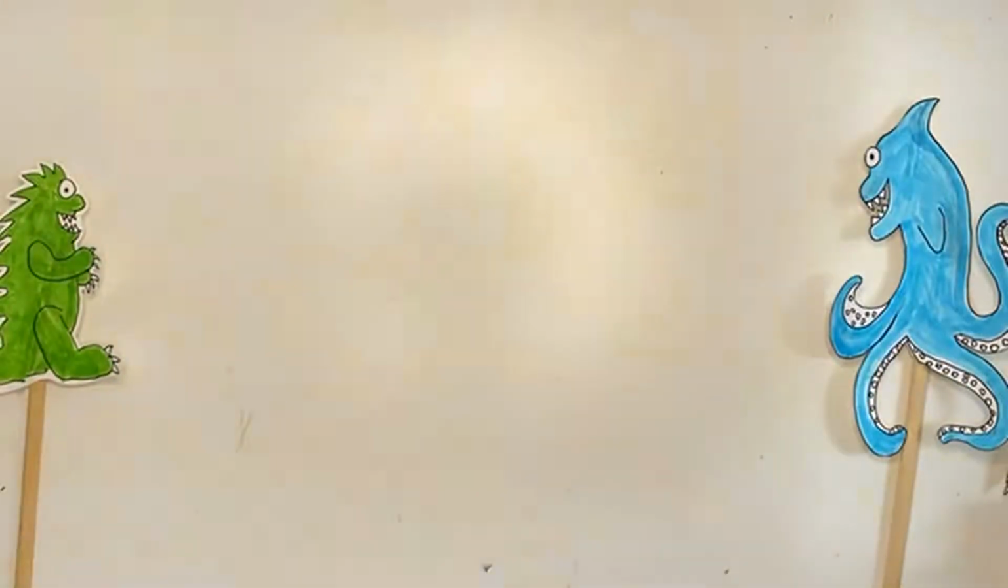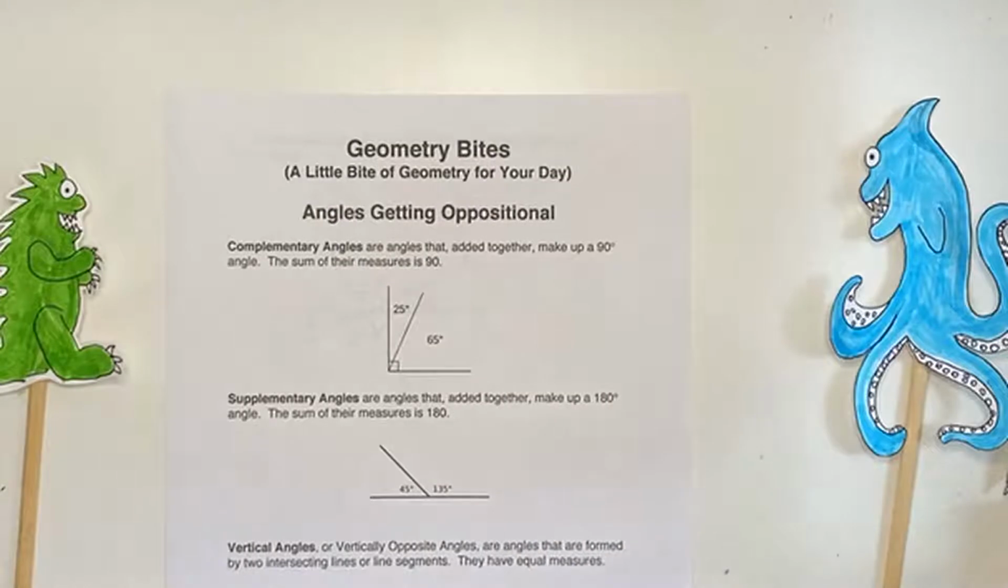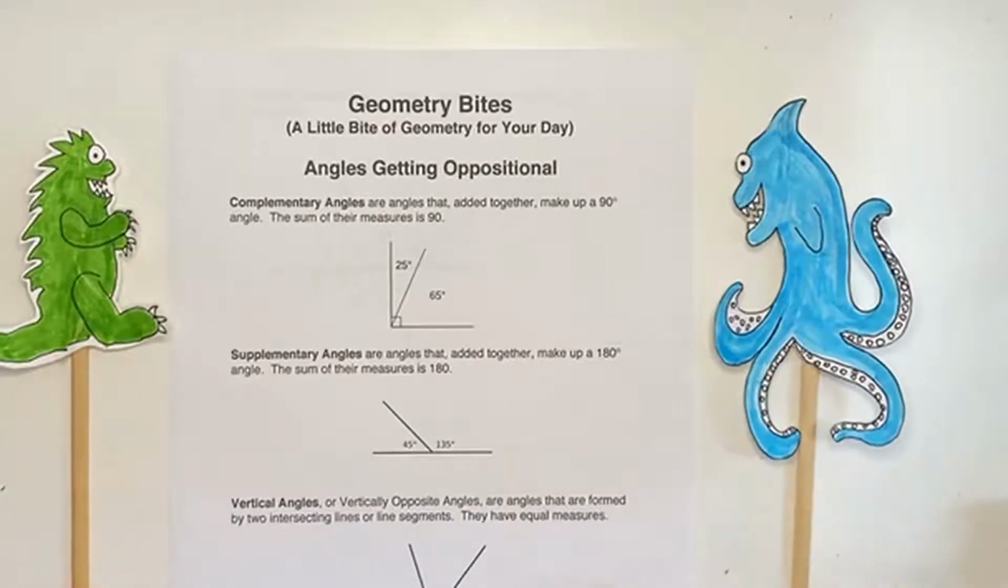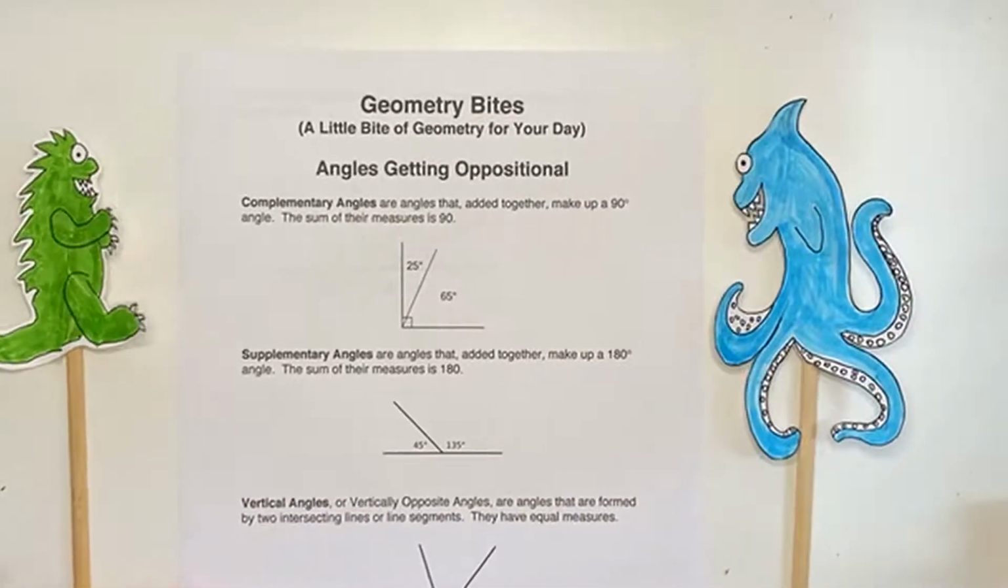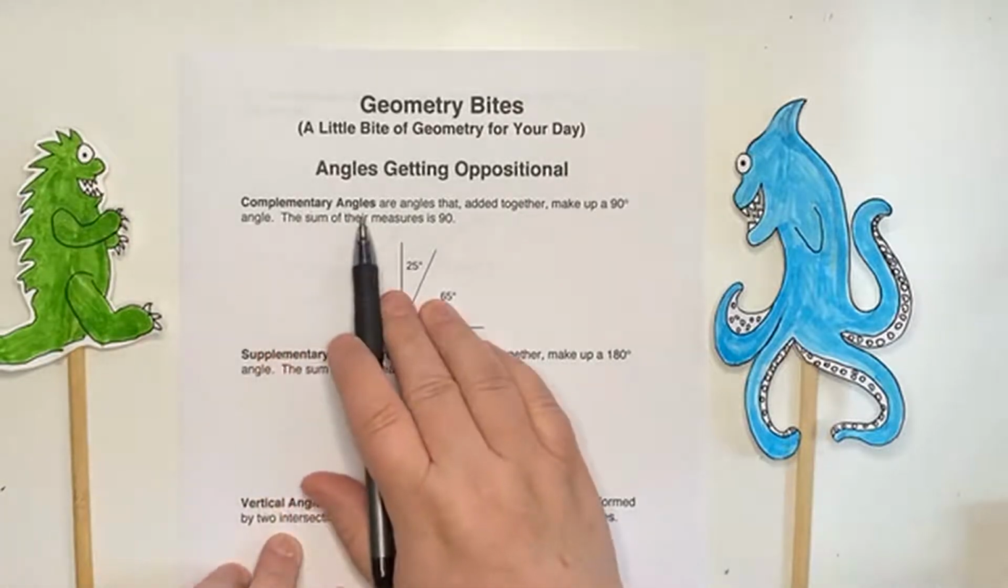Well, we got to talk about a little bit of vocabulary. A few terms for you, actually three of them. The first term is complementary angles.